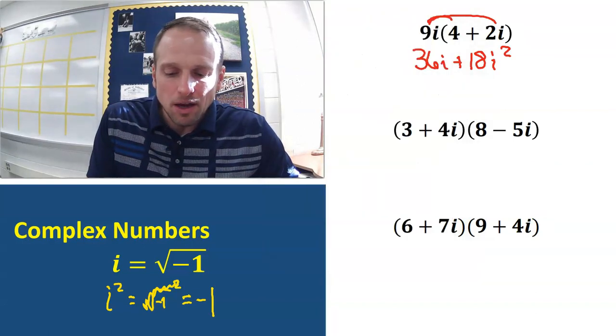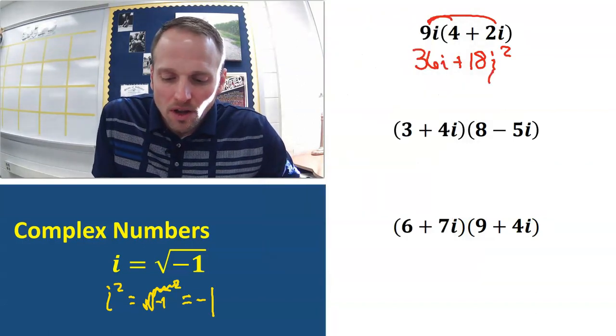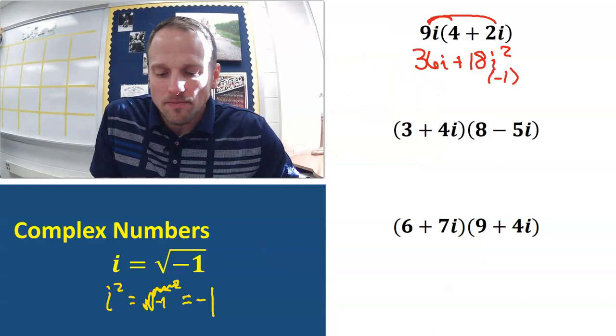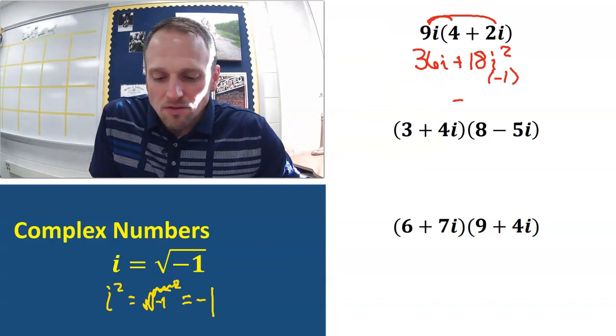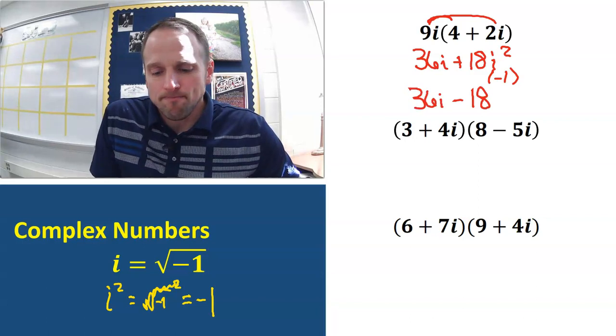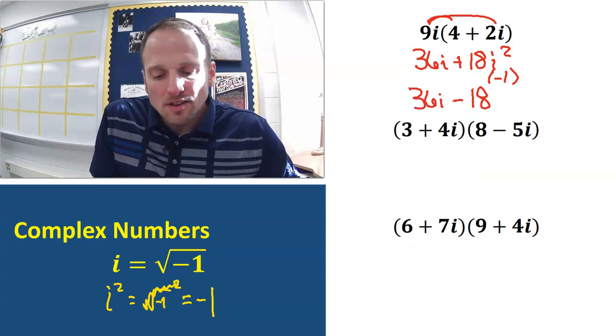So if I come back up here where I have an i squared, I know that's just negative 1. So what's 18 times negative 1? That's negative 18. So I have 36i minus 18. That's what that is. Let's look at this next one.